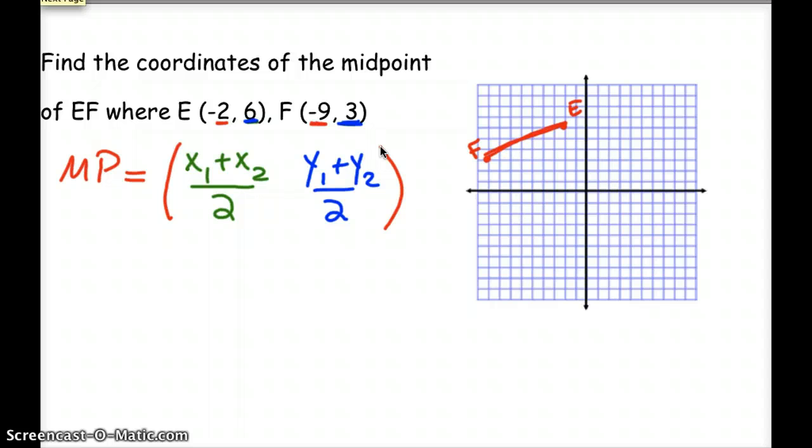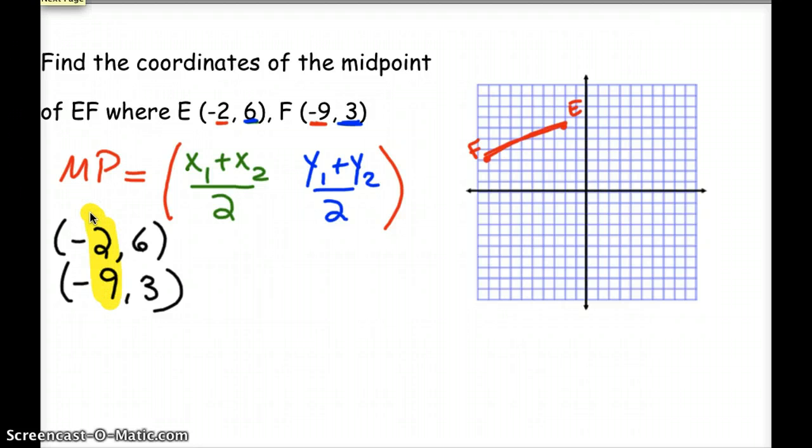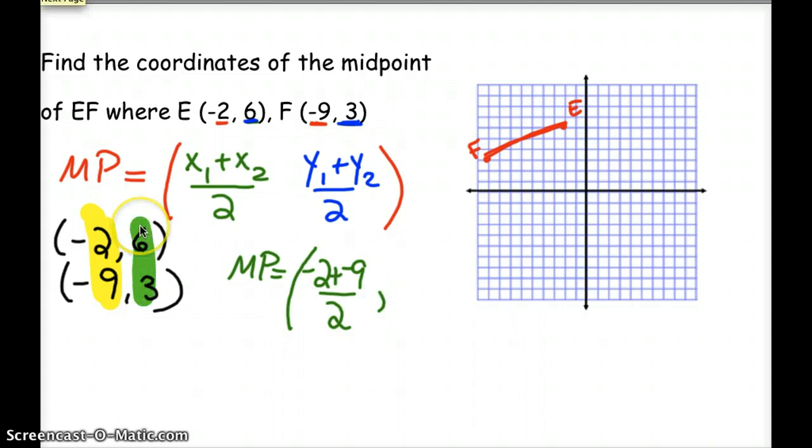And again, when I do this, a lot of times I'll stack it up. That helps me because I'm a visual learner. I can see that those two go together. So when I go to do my midpoint, I'm going to take my -2 plus a -9. I'm going to divide it by 2. And then I'm going to take my y parts. I'm going to add those together. 6 plus 3 divided by 2.